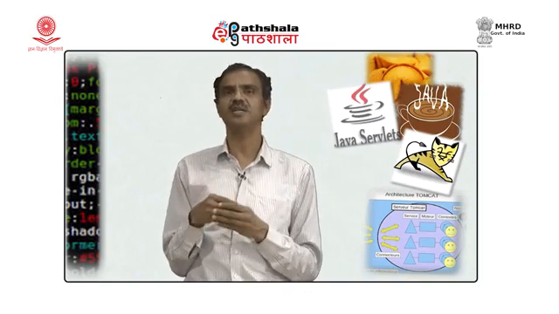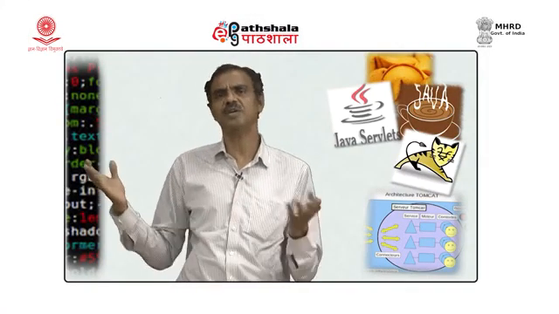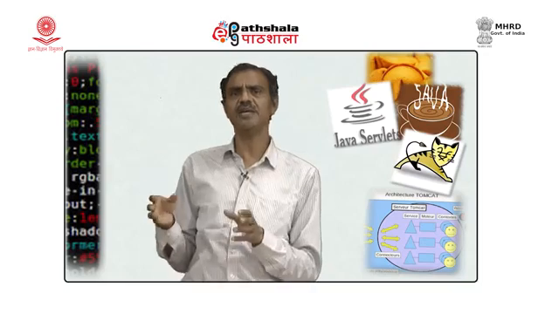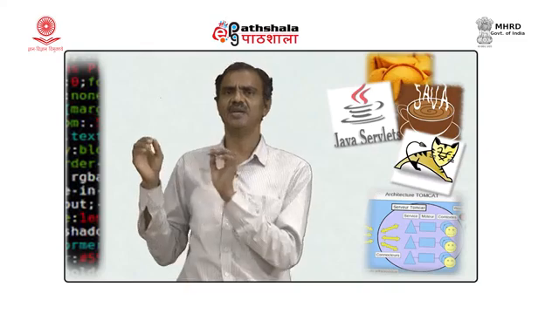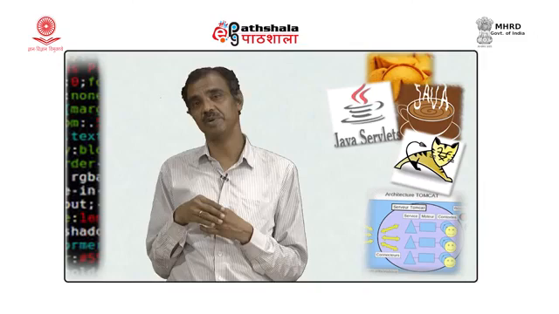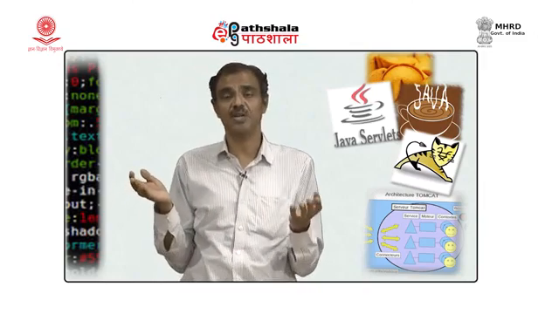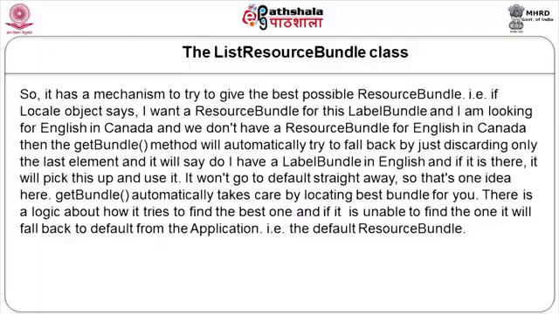In the resource bundle class, there is a static method called getBundle which can take as a parameter a string, which is nothing but the base name. Given a base name, and as a second parameter you can pass a locale object, it gives me the resource bundle for this base name which fits this particular locale. Now, whatever locale you pass as parameter, it can so happen that for that locale you did not have a resource bundle, so what should it do?